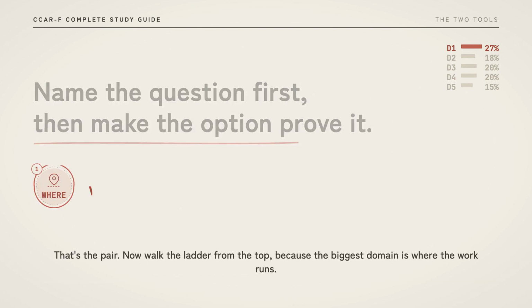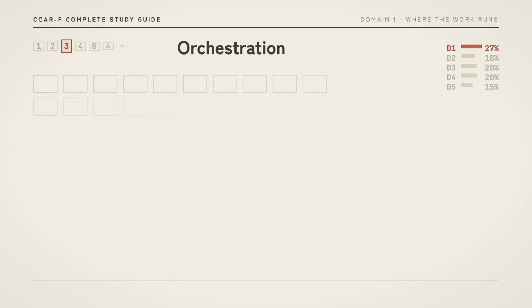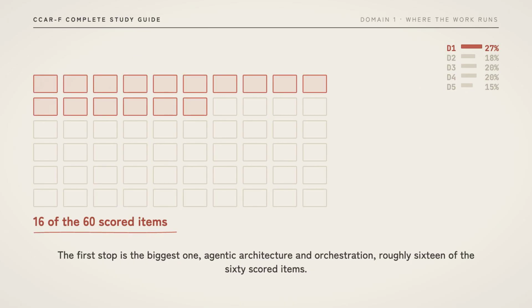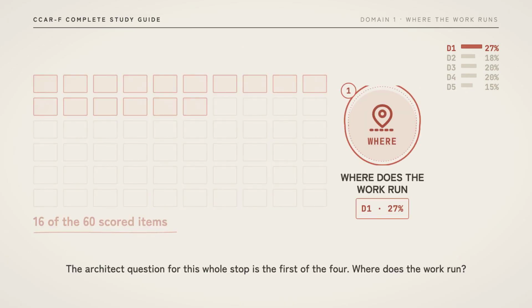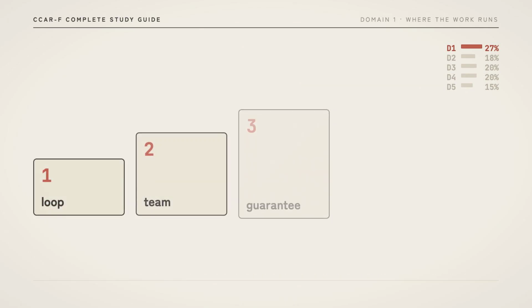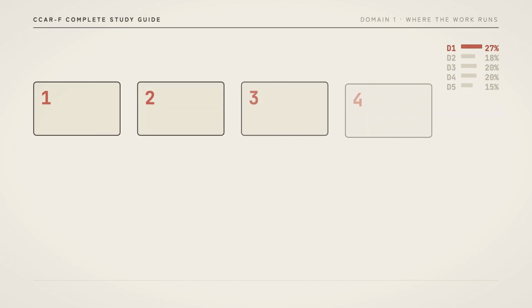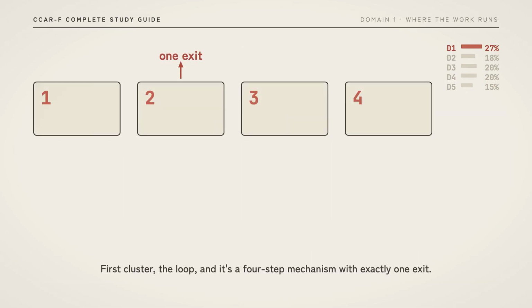That's the pair. Now walk the ladder from the top, because the biggest domain is where the work runs. The first stop is the biggest one, Agentic Architecture and Orchestration, roughly 16 of the 60 scored items. The architect question for this whole stop is the first of the 4. Where does the work run? 4 clusters, and they climb: one loop, then a team, then the guarantees around the team, then the tier above it. First cluster, the loop, and it's a 4-step mechanism with exactly one exit.